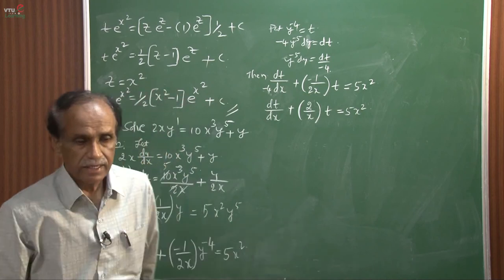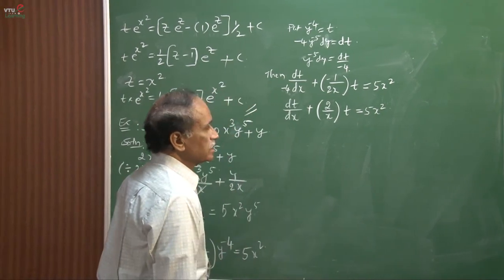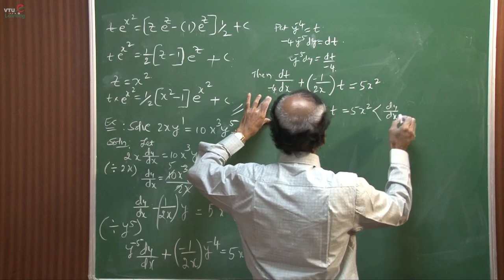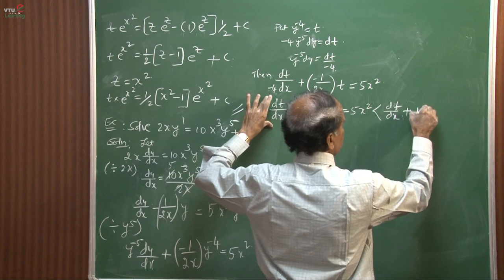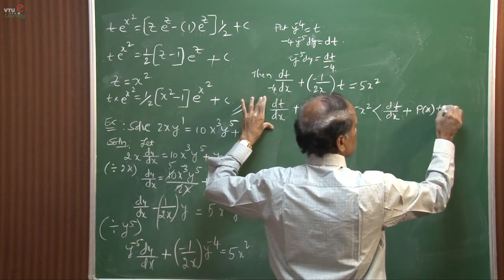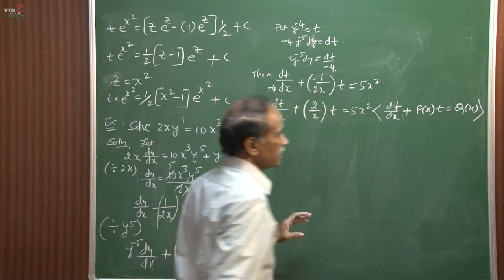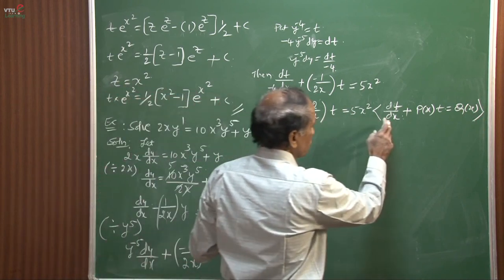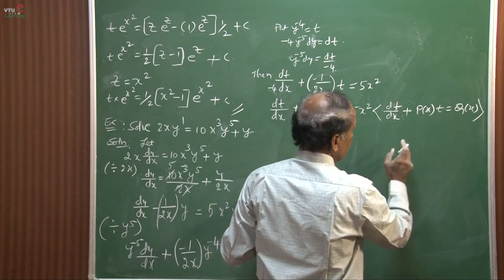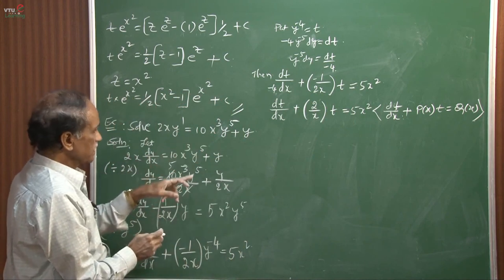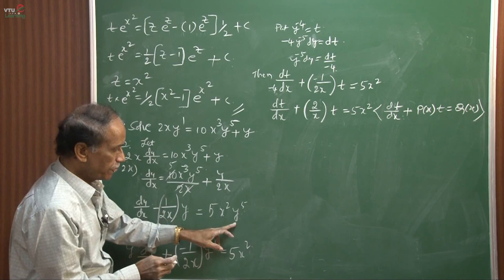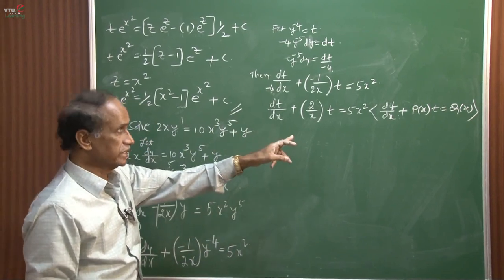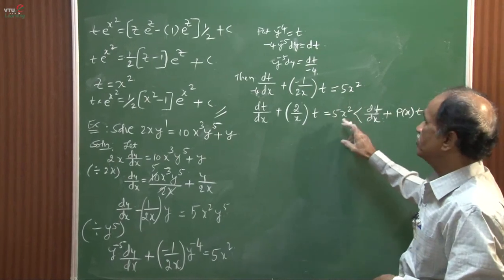So now you can check this as the standard form of the linear differential equation, exactly matching dy by dx, otherwise dt by dx, plus p of x into t is equal to q of x. That means the right side term, which was an extra term, y to the power minus 5, which was said to be a nonlinear term, is made linear here, and then we removed it. Therefore, this is free from that nonlinear term.